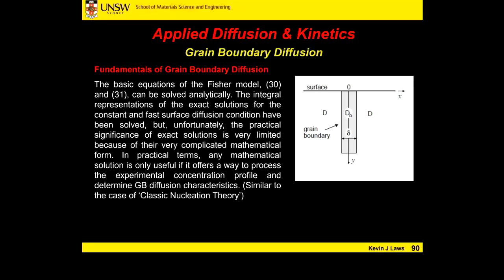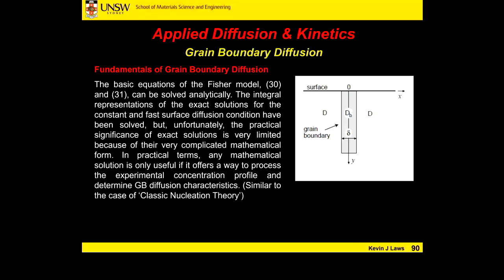All right, so our basic equations, this Fisher model, 1331, can be solved analytically. The integral representations of the exact solutions for the constant and fast surface diffusion condition have been solved, but again, the practical significance of the exact solutions is really limited. They're very complicated in their form, and in practical terms, any mathematical solution is only useful if it offers a way to process the experimental conditions. Again, it's about as useful as our classic nucleation theory. It helps us with understanding our mechanism, but typically these things would be measured.